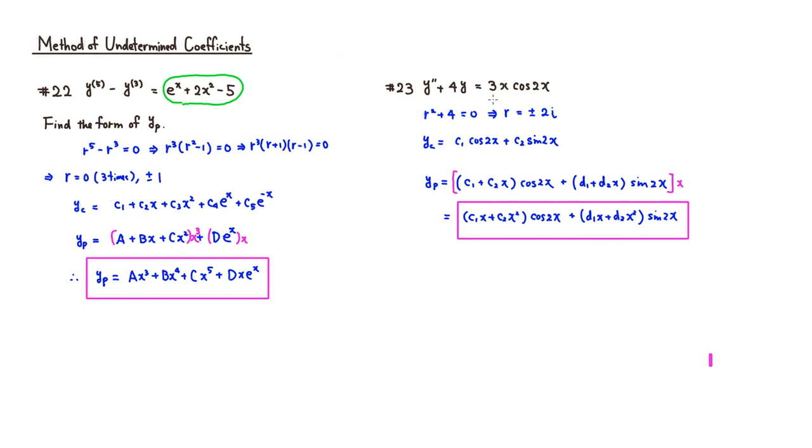So the key is to find the complementary solution first. Then we consider all the derivatives of the right-hand side. Then list all the possible derivatives as terms. Then if there's an overlap between the complementary solution and the particular solution, we multiply by a power of x to eliminate the overlap, so that we know the form of the particular solution. All right, that's it. I hope that this was clear.